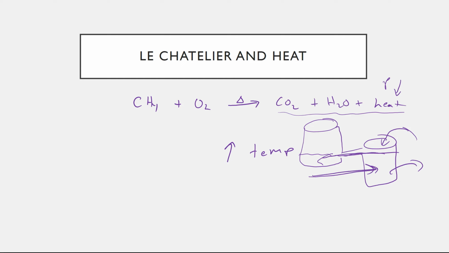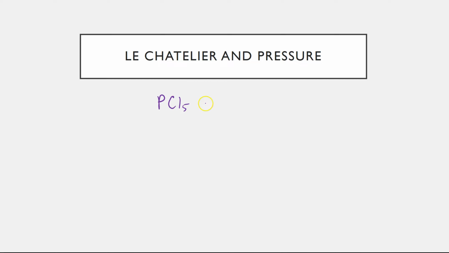So let's say I got me some PCl5, phosphorus pentachloride, and I decompose that phosphorus pentachloride into phosphorus trichloride and chlorine gas. Now, we're balanced already. What I want you to pay attention to here is that my reactant side has 1 mole. My product side has 1 mole of this and 1 mole of that for a total of 2 moles.